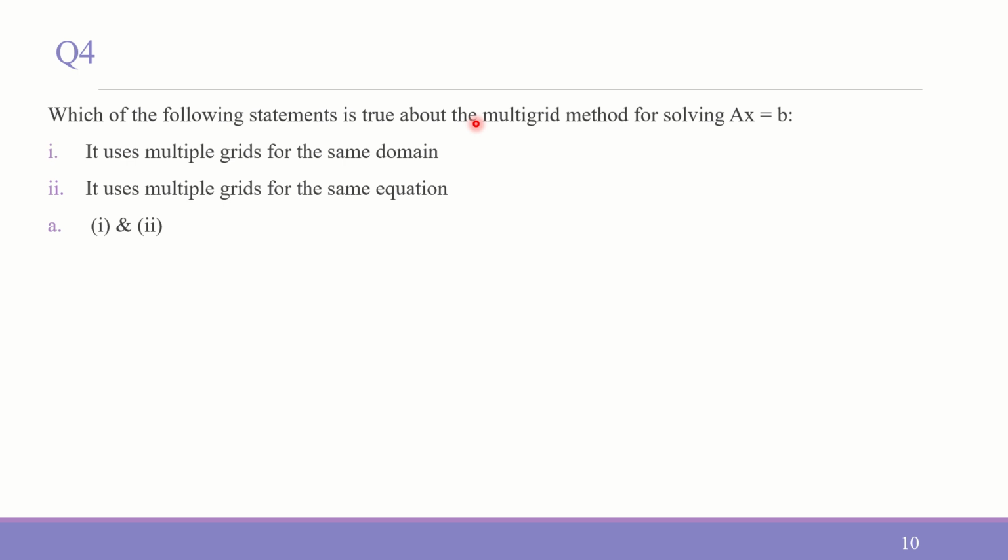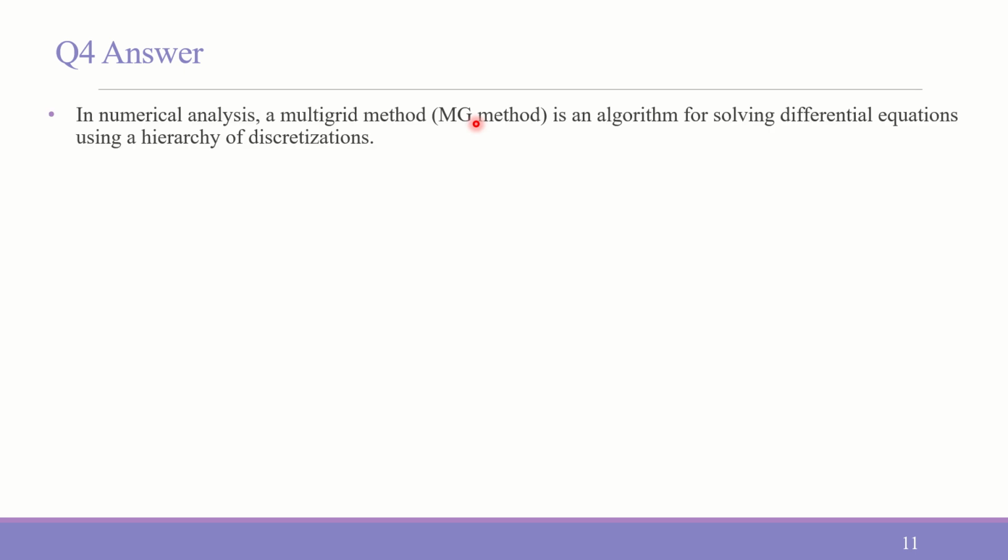So the options are: option A, 1 and 2; option B, 1; option C, 2; option D, neither 1 nor 2. The answer is actually option A, 1 and 2, because we are using the same equation and same domain for the multiple grids. We are using multiple grids for the same equation. We are using multiple grids for the same domain. So we'll just quickly see what multigrid means. In this slide I'll give you a brief idea. In the later slide we will see more clearly.